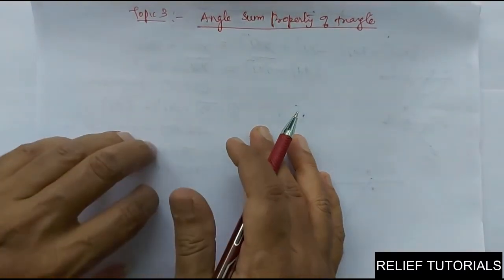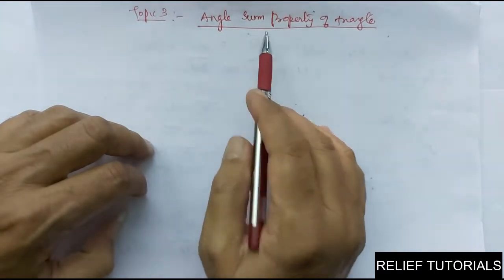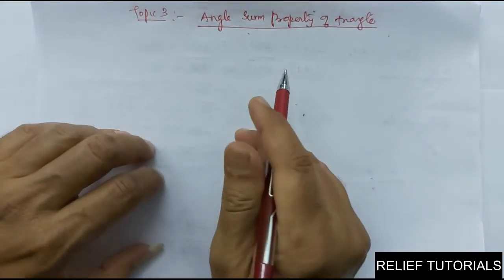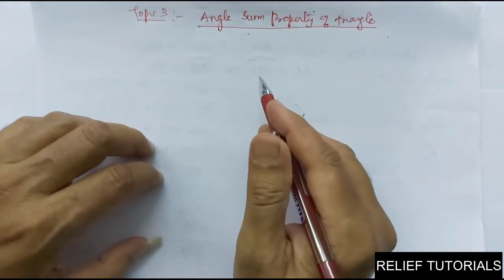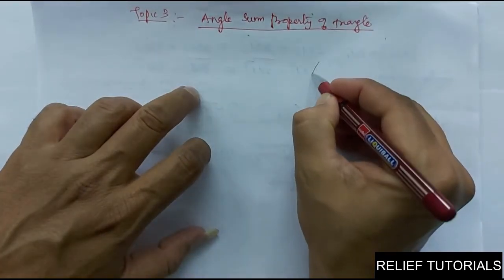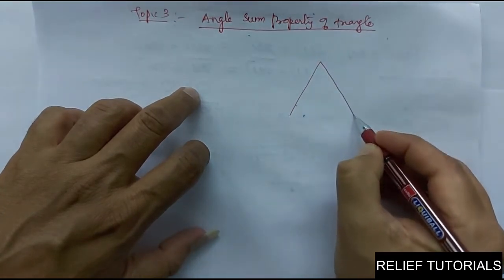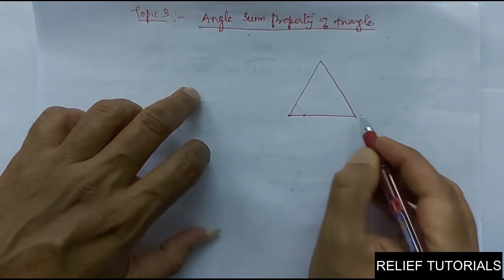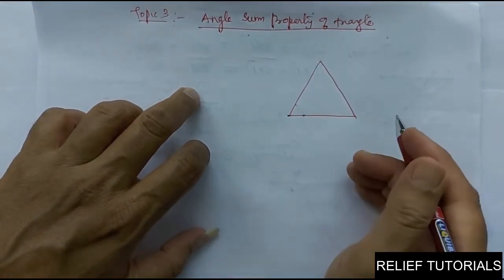We will discuss the third topic of our chapter, angle sum property of a triangle. Now first of all, what is a triangle? A closed figure which is formed by three intersecting lines. See this way, a closed figure which is formed by three intersecting lines is called a triangle.